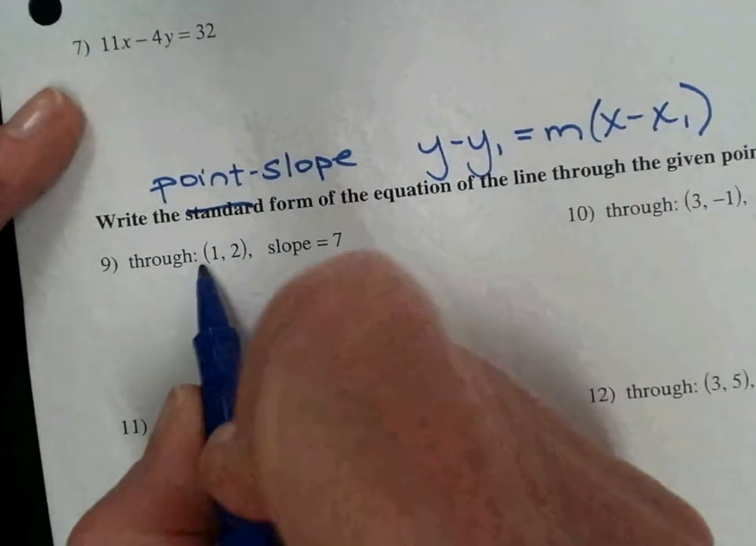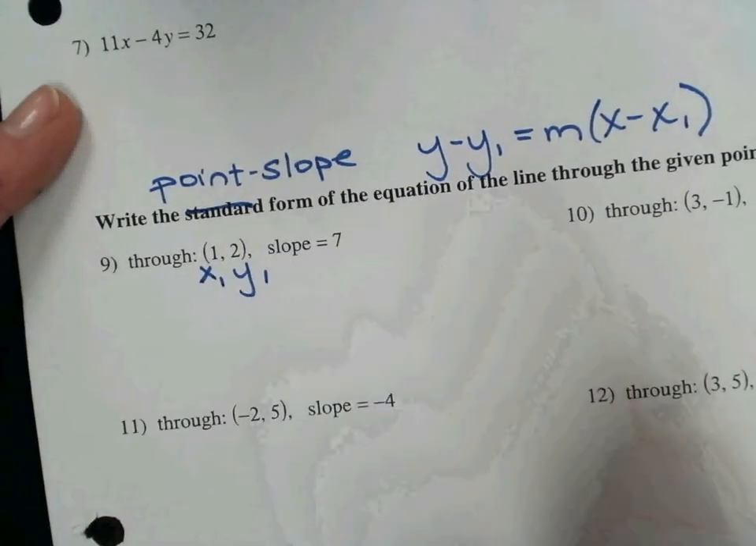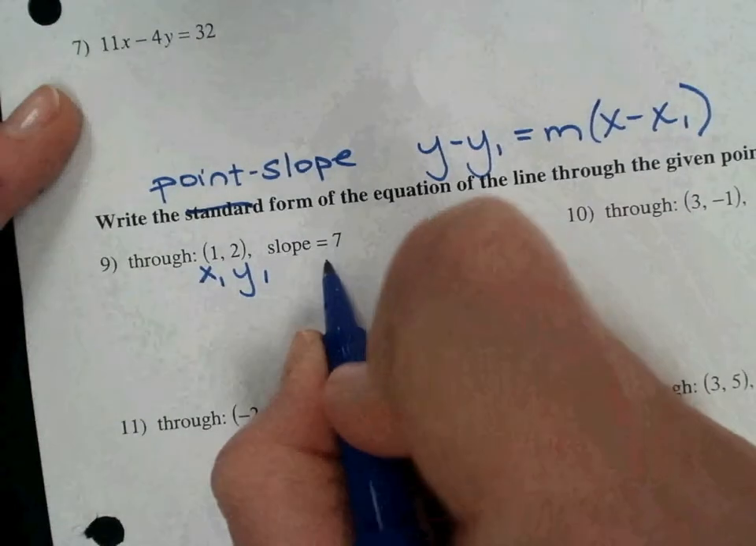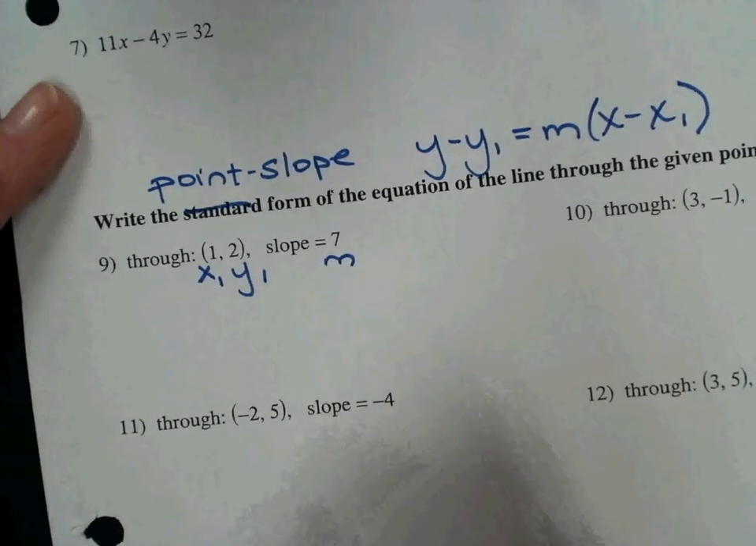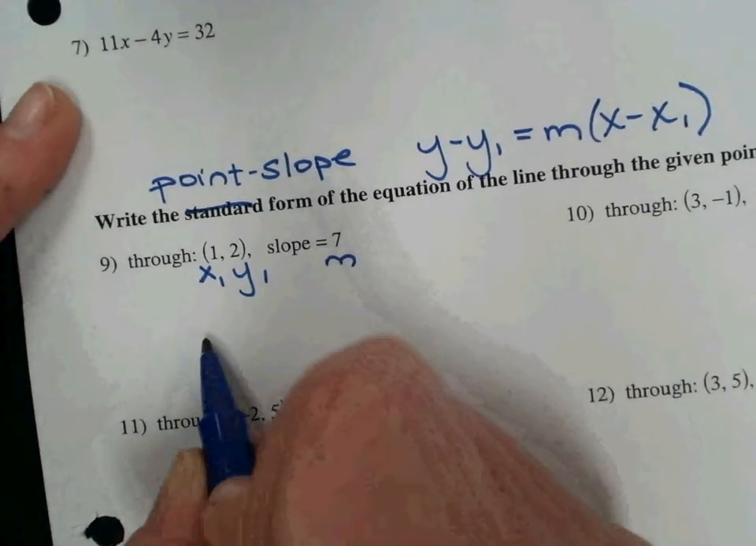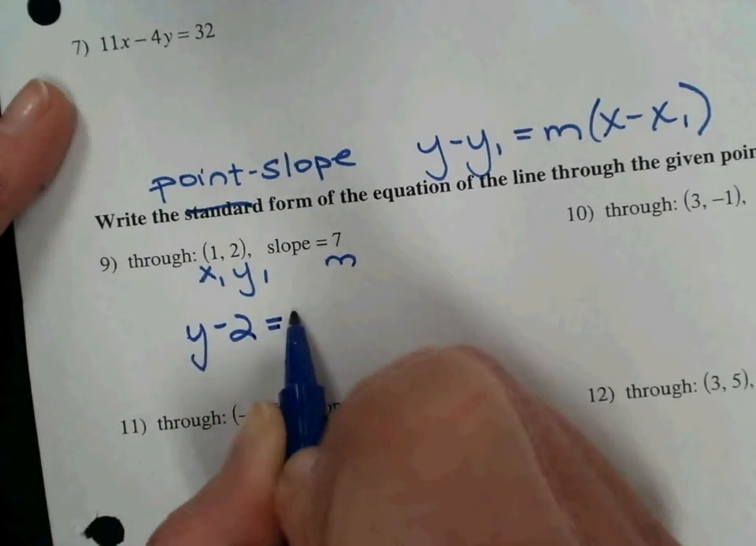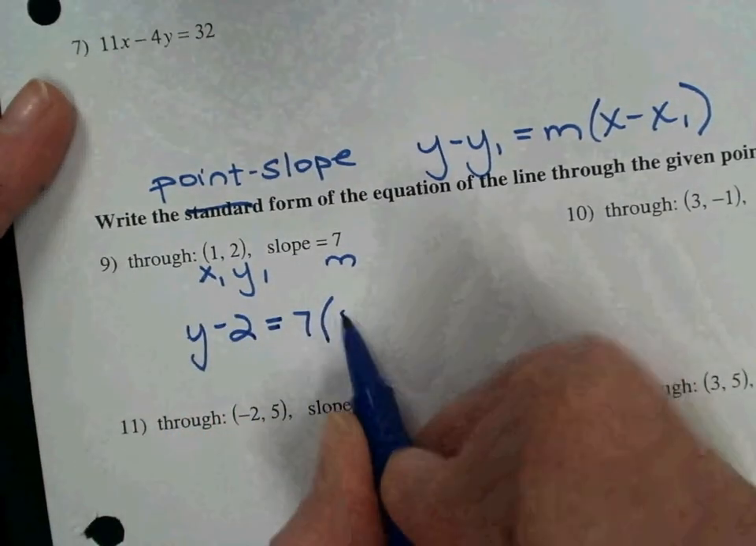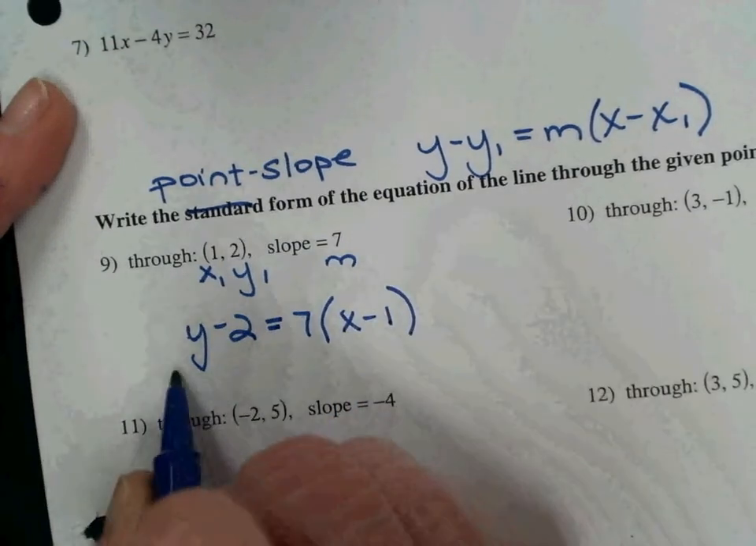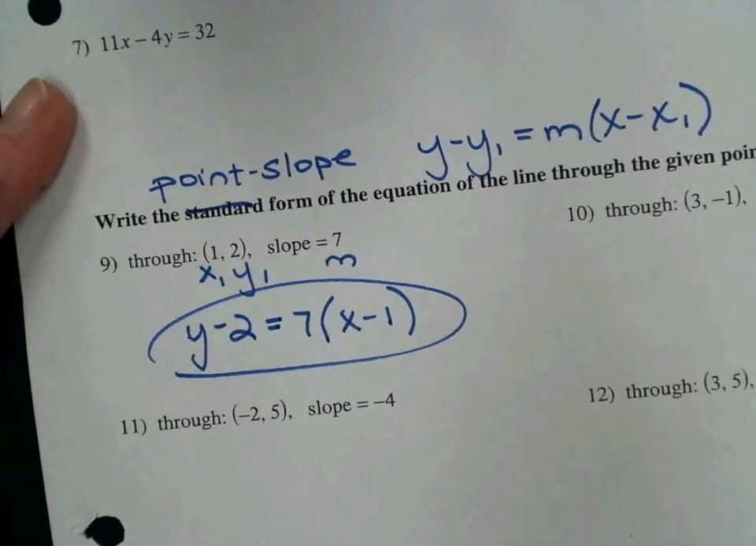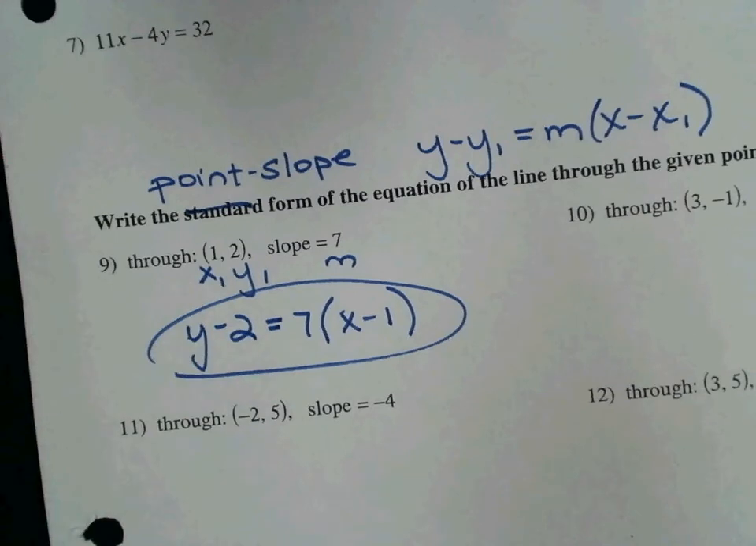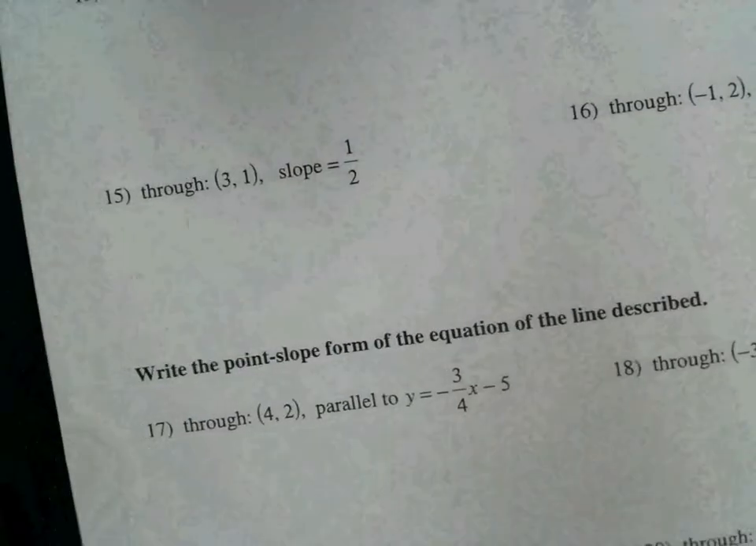So we're looking at number 9. We can label those x1, y1. Label the slope m. And we plug it in. So y minus 2 equals 7 times x minus 1. Boom. Flip it over, you got a few more like that.